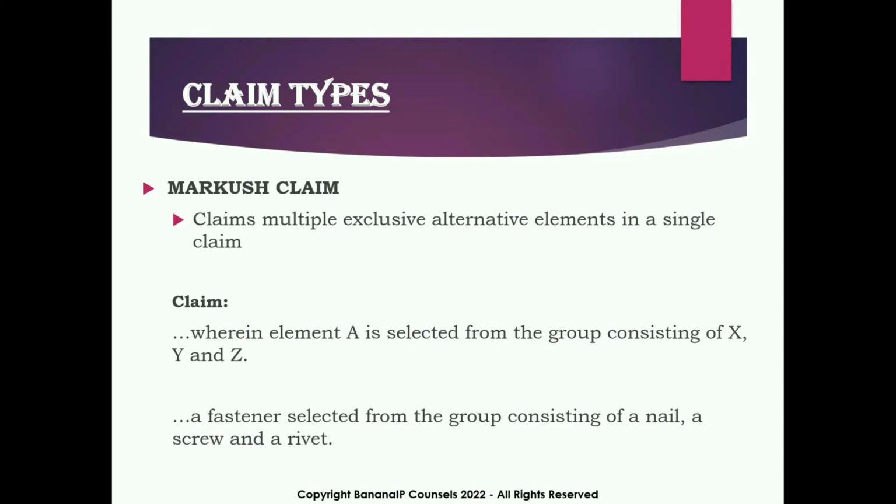So when there are multiple exclusive alternative elements in a single claim, those types of claims are called Markush claims. As an example, here we have a fastener selected from the group consisting of a nail, a screw, and a rivet. So it can be either of these. It can be selected from a group consisting of these three. So these types of claims are called Markush claims.